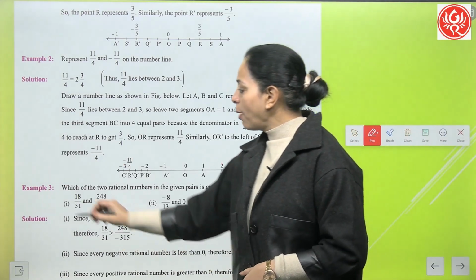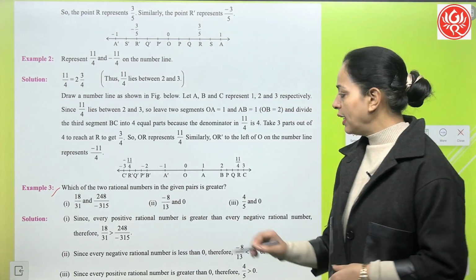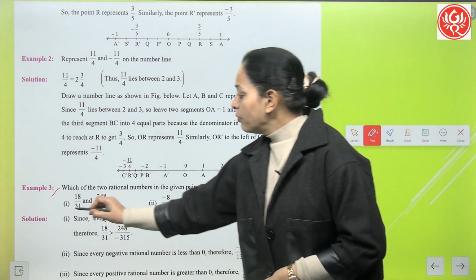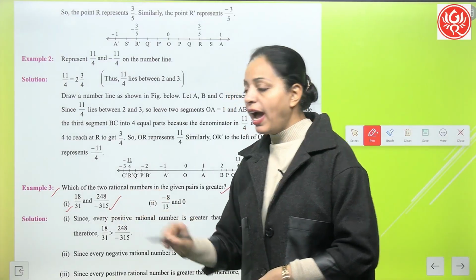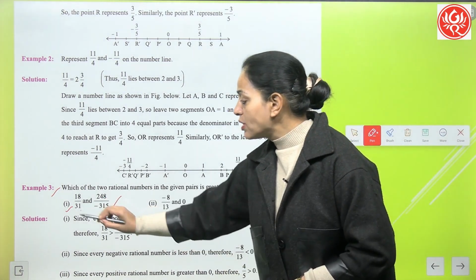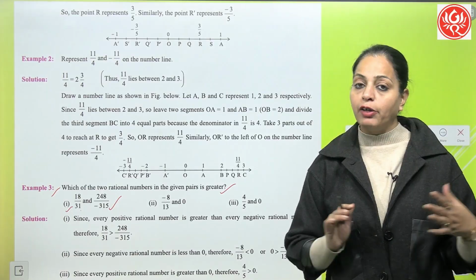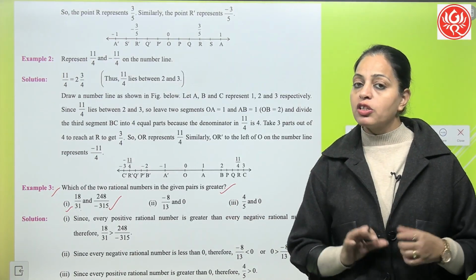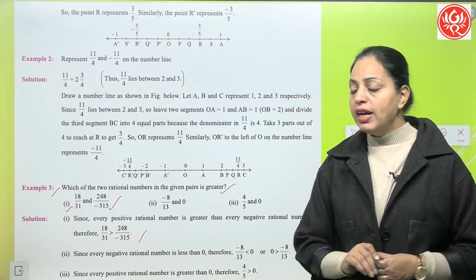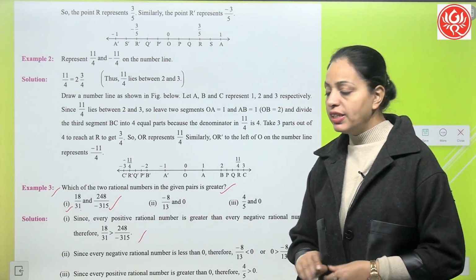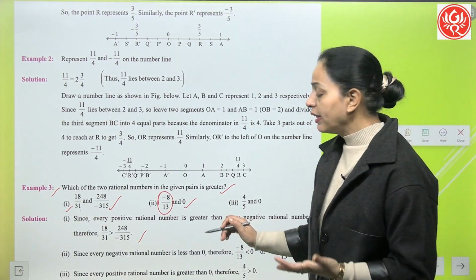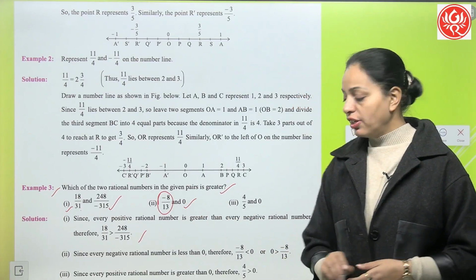Very easy. Now example 3. Which of the two rational numbers in the given pairs is greater? We have to compare the rational numbers. See here. The first part is 18 upon 31 and 248 upon minus 315. You can see this is a positive rational number, this is a negative rational number, and we know very well a positive rational number is always greater than a negative rational number. Now the second one, minus 8 by 13 and 0. This is negative and 0, and we know 0 is always greater than a negative rational number.